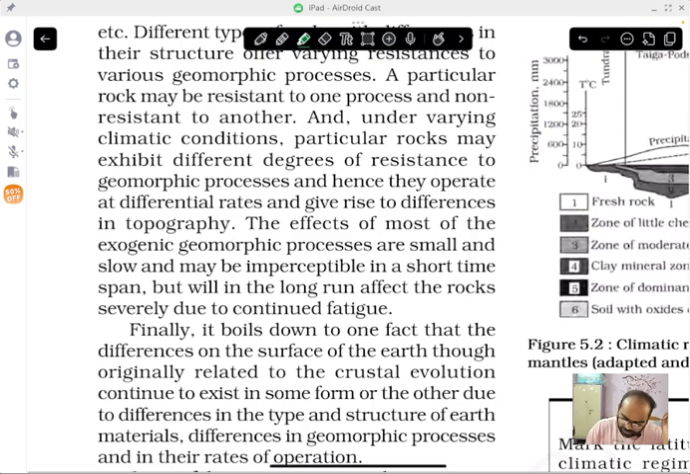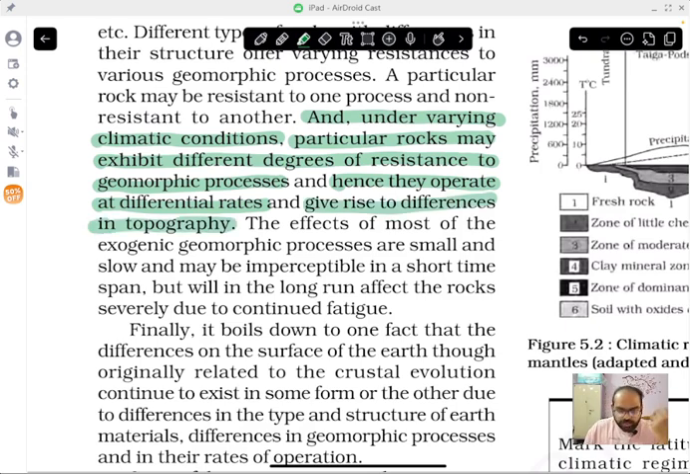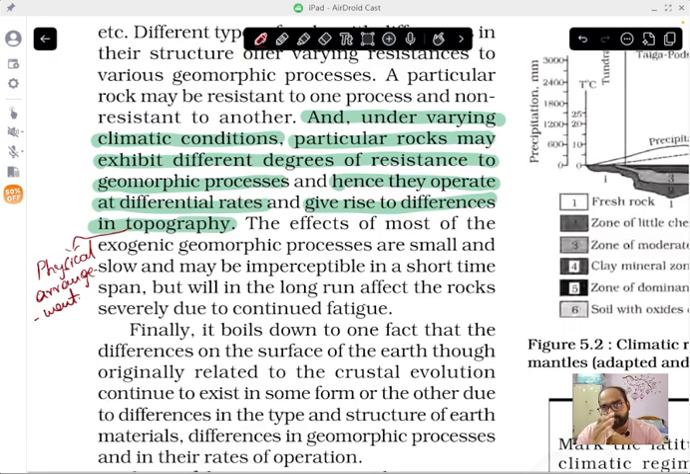Under varying climatic conditions, particular rocks may exhibit different degrees of resistance to geomorphic process, and hence they operate at differential rates and give rise to differences in the topography. Topography means the physical arrangement of the rocks. In some areas they might be continuous, in some areas they might be discontinuous.